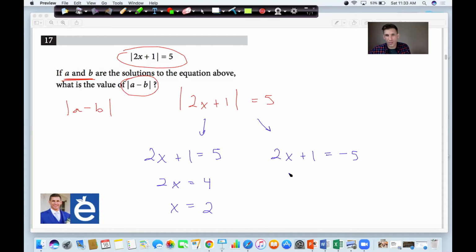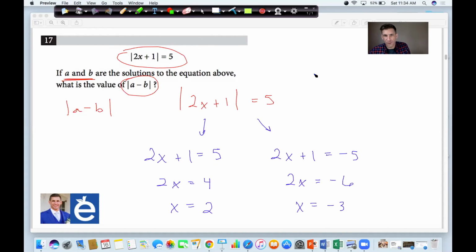And then over here, I get 2x, and I'm going to subtract 1 from both sides, and then we get minus 6. And then when I divide here, I get 3. So x equals negative 3. Now, here's the thing, though. I have to plug them both in.